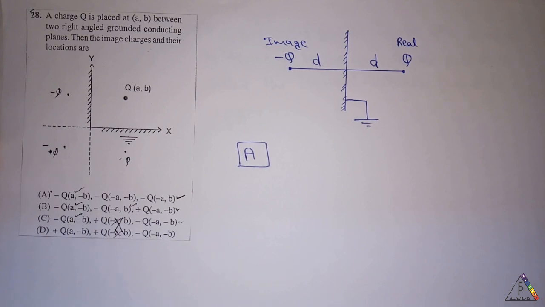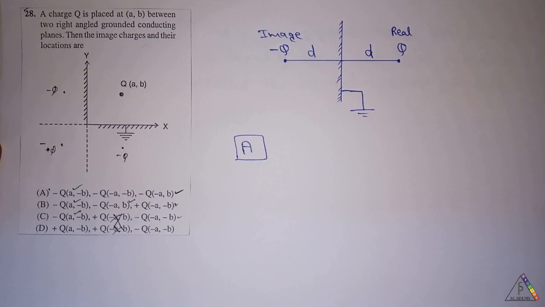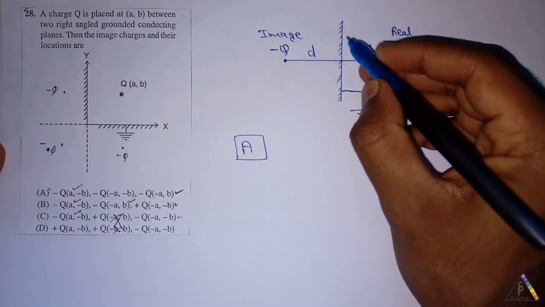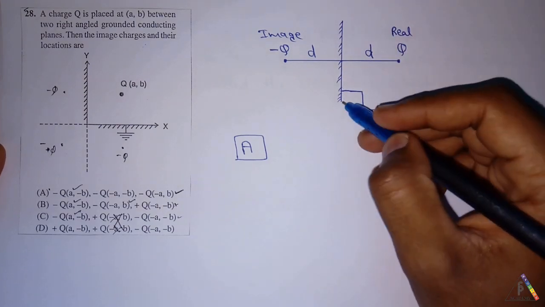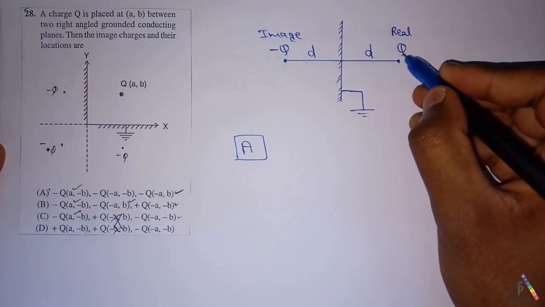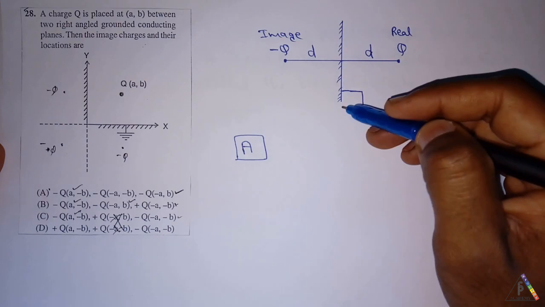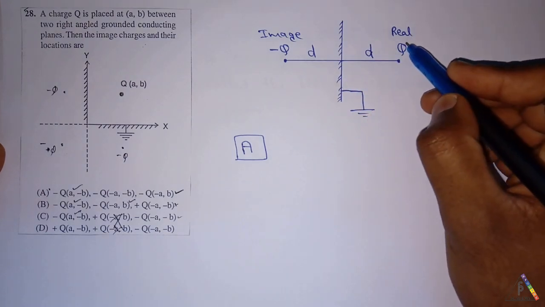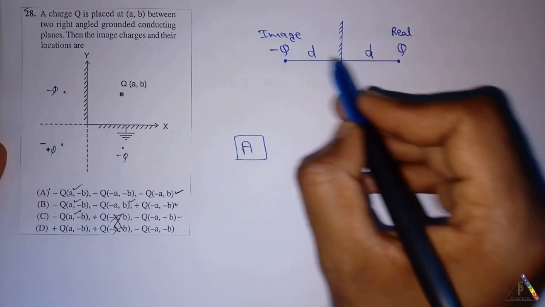Next question is, a charge q is placed at (a, b) between two right angled grounded conducting planes. Then the image charges and their locations are. We know that if a conductor is grounded, and if on one side of that conductor there is a real charge q at a distance of d, then this conductor will act as a mirror. Therefore, the image of this given charge will be minus q, and the distance will be the same.